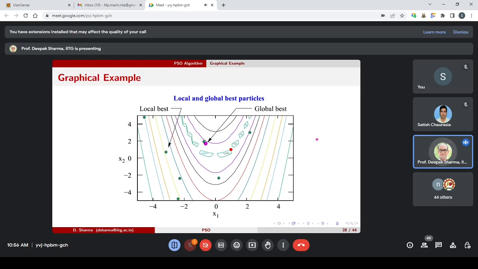Now you remember that we are going to find out the local best. So they themselves are the local best in iteration number 1, and the global best is the one having the best fitness among all the local best. So this is represented by this pink color.